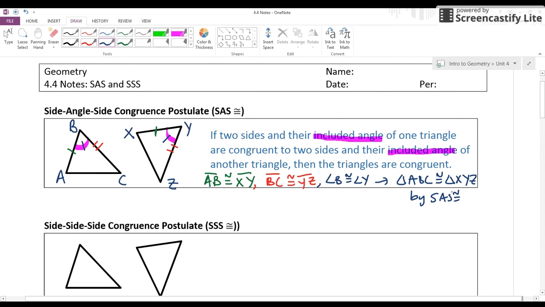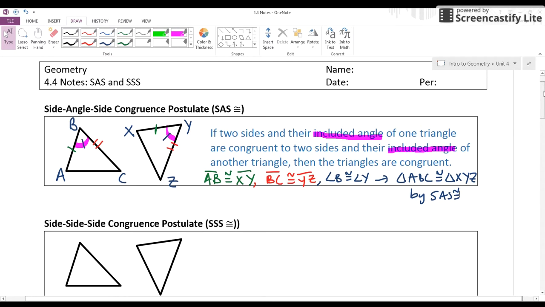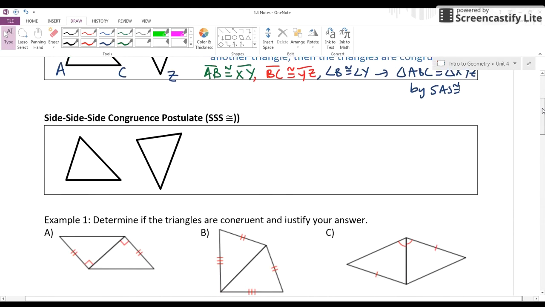All right, I put congruence here because next trimester we're going to talk about similarity. So I like to differentiate between congruence and similarity using that symbol. That's why I put that there. But again, the key thing with the SAS postulate is knowing the included angle. So think about why we can't say the triangles are congruent if we were given, for example, angle A and angle X instead of angle B and angle Y.